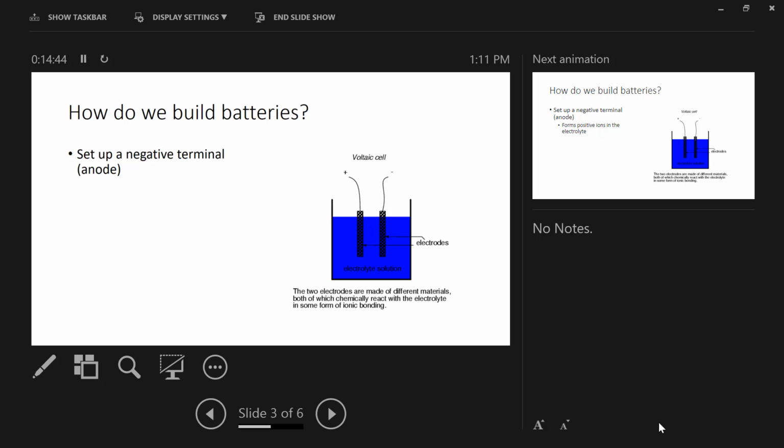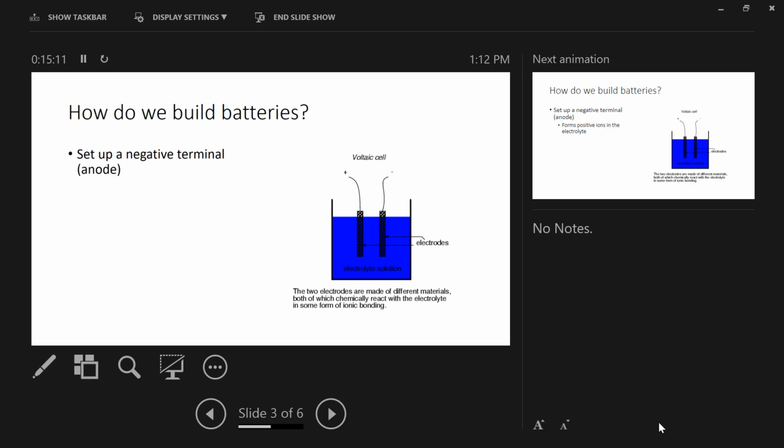One of the electrodes we place into this electrolyte is going to be our negative terminal, what we call our anode. Okay? It's going to be our negative terminal. And you're like, okay, well, how do I know how to set up a negative terminal? I'm all in, Dr. Ingall. I'm going to build a battery.